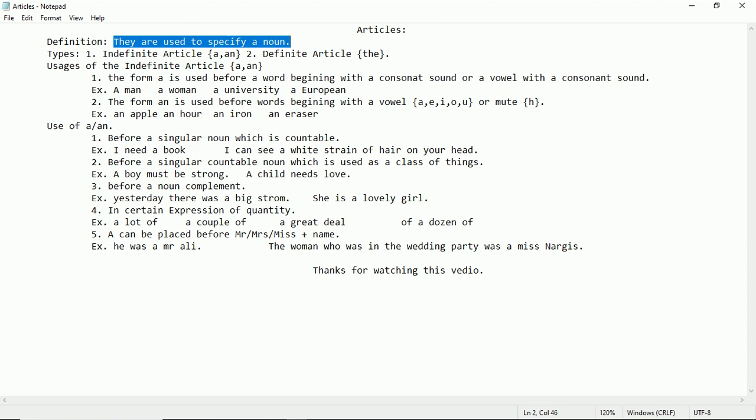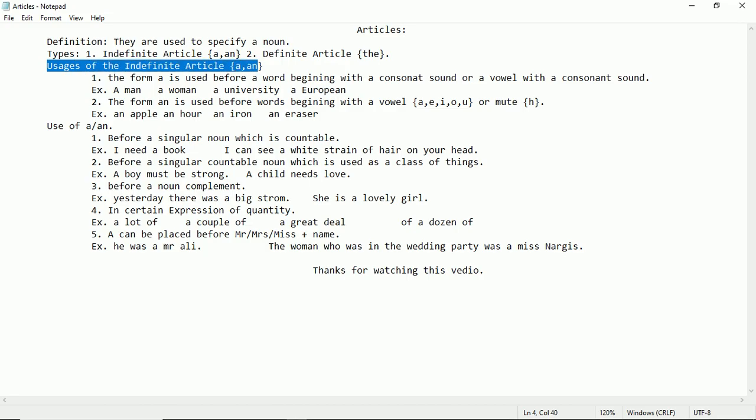And mainly, we have two types of articles. Number one, indefinite articles, a and an. And number two, the definite article, the. Our today's lesson is about indefinite articles. We will go through each one step by step. Usages of the indefinite articles a and an.